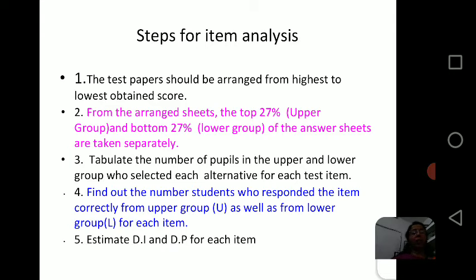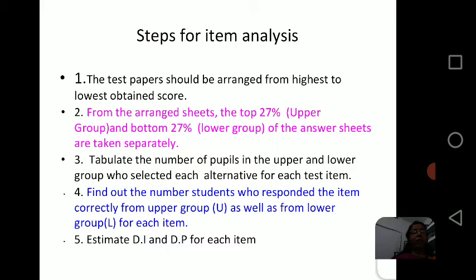Consisting of 370 or 100 students, you estimate the marks of the students. You measure the marks of the output of the achievement test and arrange the answer scripts in ascending or descending order with respect to the marks. That is, the test paper should be arranged from highest to lowest obtained score. According to the score, you arrange the answer scripts.